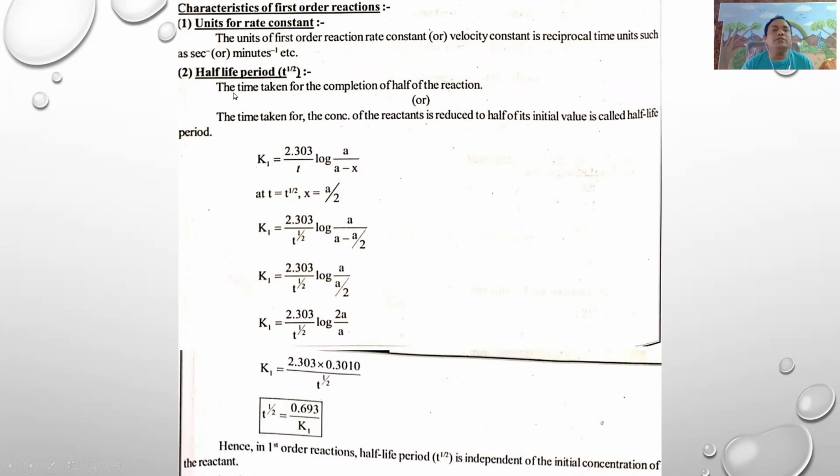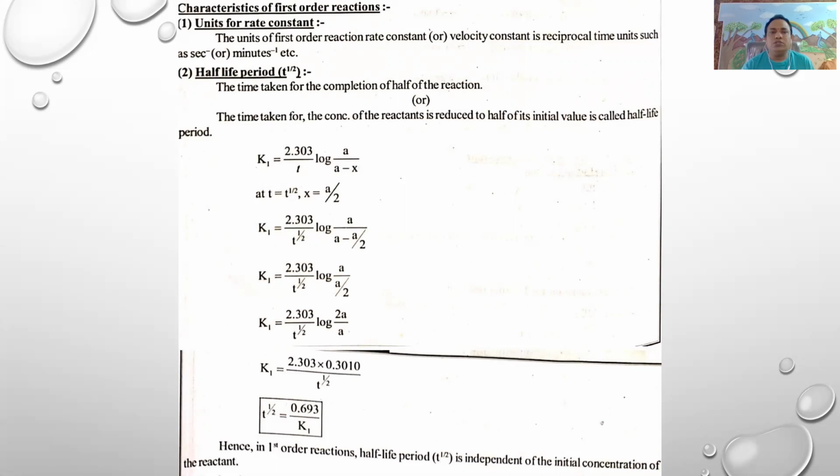The second point is the half-life period. Half-life period means the time required for conversion of half of the reactants into products. That is, the time required for conversion of half of the reactants into products is called the half-life period.